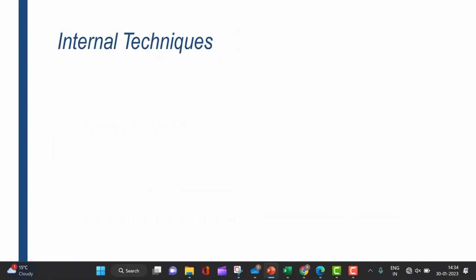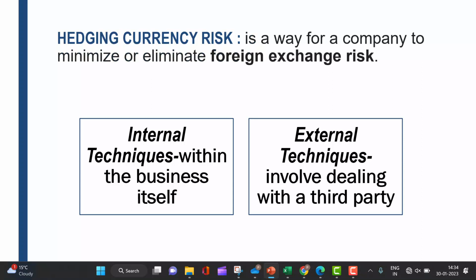Okay. So just to begin again, it's a way for a company to minimize or eliminate the foreign currency exchange risk. Now there are two kinds of ways through which a company can eliminate the foreign currency risk. One is called the internal techniques within the business itself. If you are importing, exporting, or have large organizations with multiple branches abroad, you can use internal techniques. Then external techniques involve dealing with a third party. So you have to either engage a third party, go to a bank, go to the stock exchange, and try to use those external techniques.